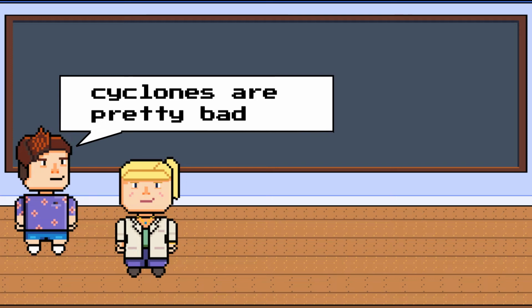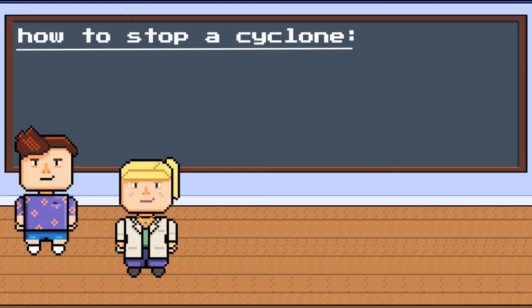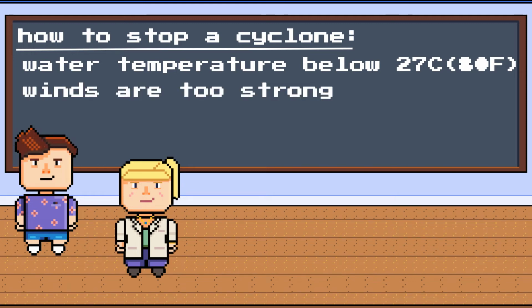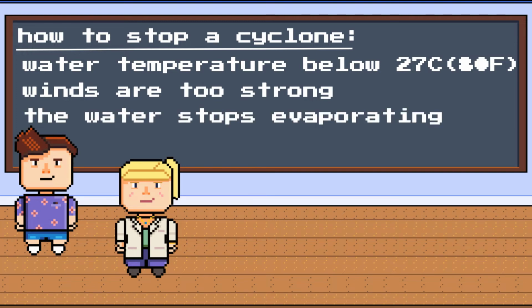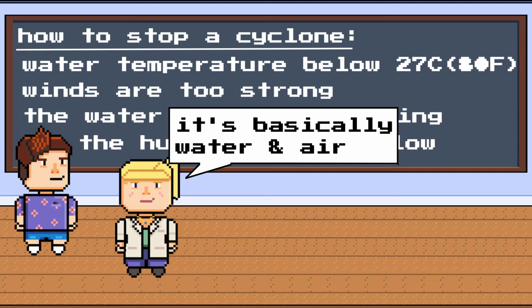Tropical cyclones have been bringing destruction all over the world for ages and ages, and naturally we humans have tried to stop them forming. So what are the reasons that would stop a tropical cyclone from forming? If the water temperature is below 27 degrees Celsius? If the local winds are too strong, this stops the water evaporating into clouds all in the same area. If the water stops evaporating, or if the humidity in the air is too low. This really doesn't leave a lot to work with in stopping a tropical cyclone from forming, as they are basically air and water condensing and evaporating. But this hasn't stopped people from trying.